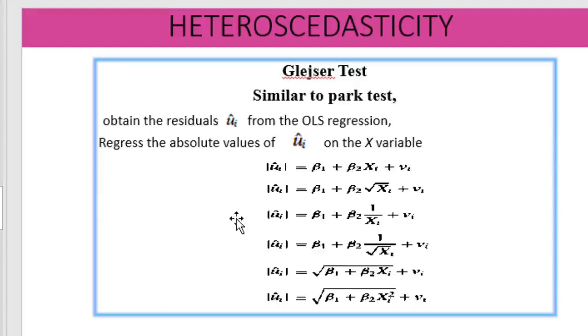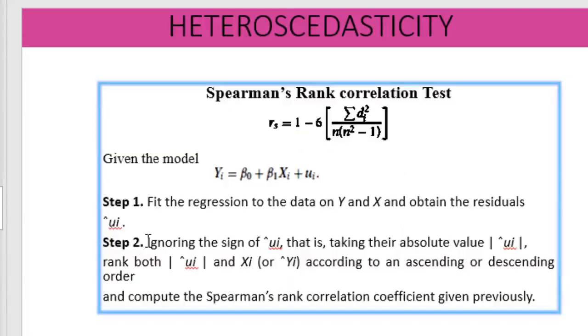One of the important assumptions of the classical linear regression model is that the parameters should be linear. If it is in this square root form, it is not linear, it is non-linear, and therefore we cannot apply the Euler's. Then the next test is the Spearman's rank correlation test.